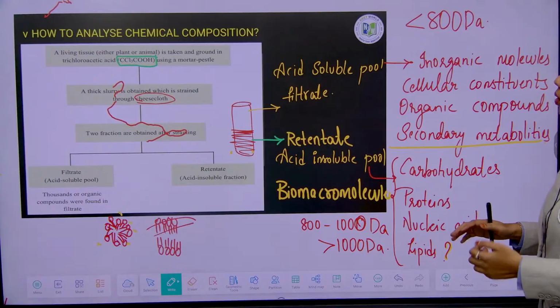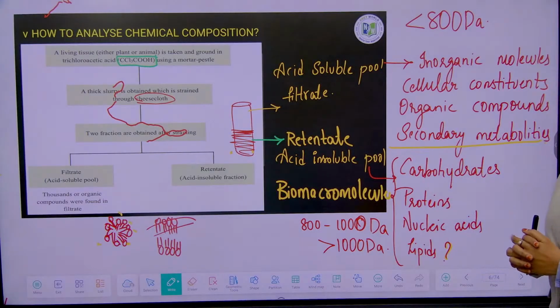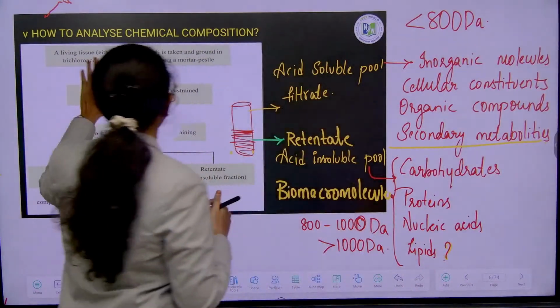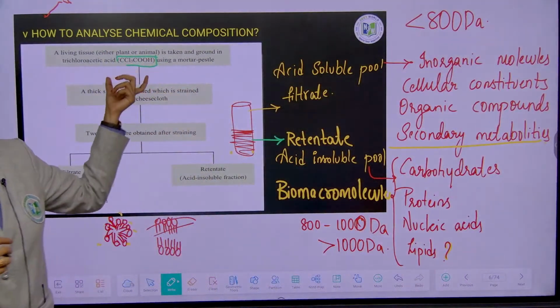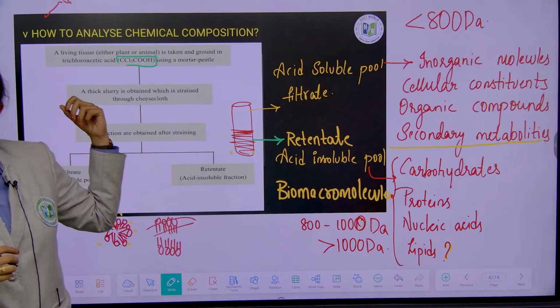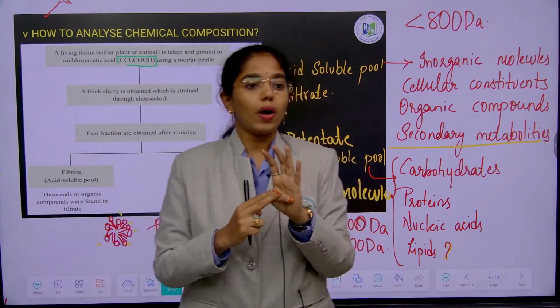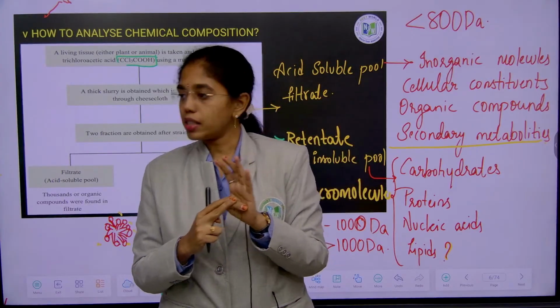Right? So, this is about chemical analysis. In chemical analysis, we will be using many solvents actually in reality, but let us go with the one solvent which is given in our NCERT. What is the chemical we are using? Trichloroacetic acid. What is the procedure?